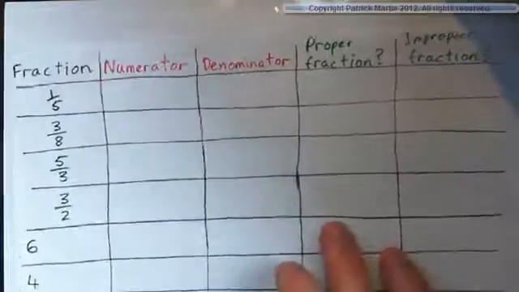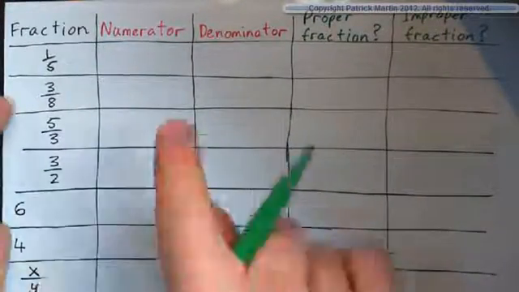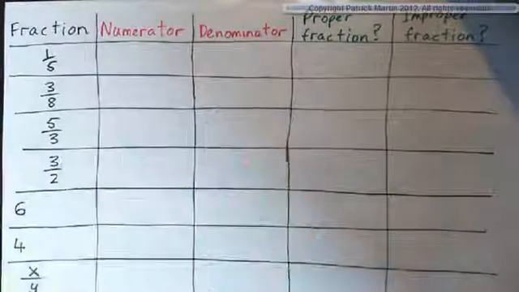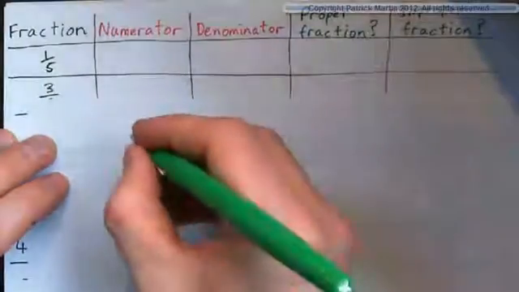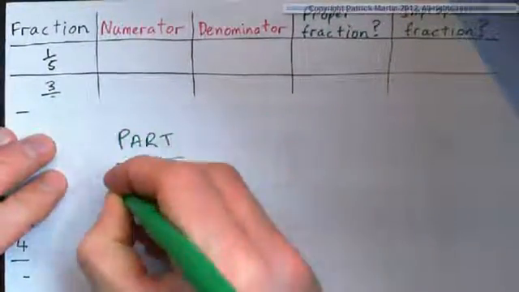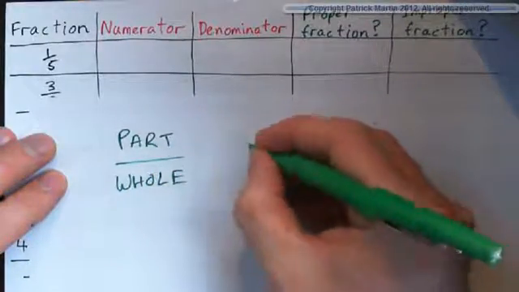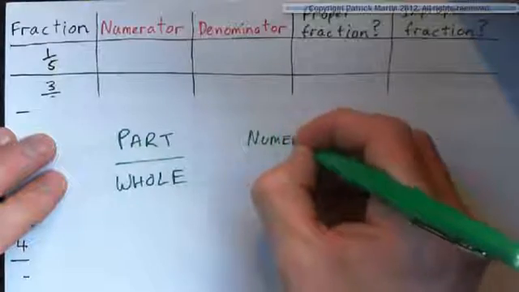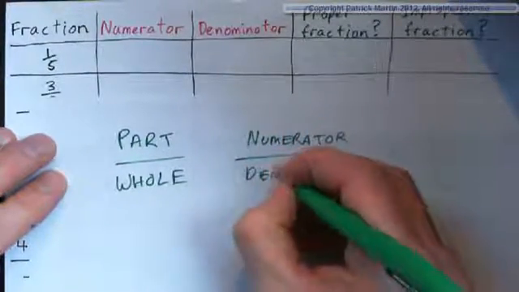Now let's have a look at this vocabulary. The numerator is the top of a fraction, the denominator is the bottom of the fraction. So the numerator is the part, the denominator is the whole. So basically a fraction is part over whole. And just to confuse things further, they like you to learn that this is numerator over denominator.